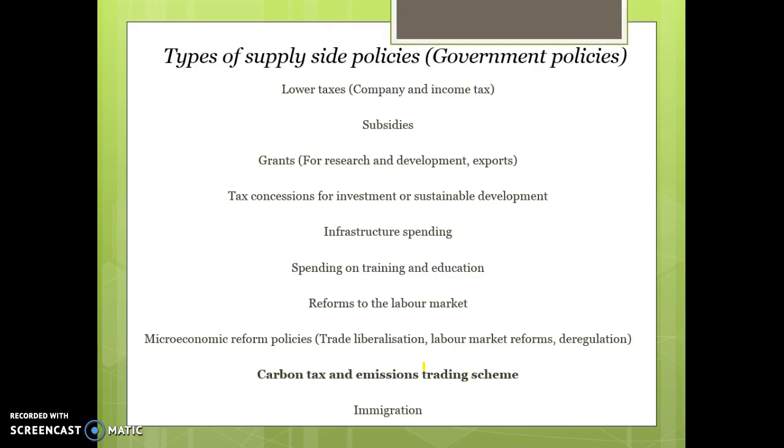Other examples of government policies: lower taxes, so lower company and income taxes. If you're referring to those, we're not talking about the impact they have on demand, we're talking about the impact they can have on participation and productivity and firms' willingness to invest. Subsidies for businesses, again, that's all about trying to lower their costs of production and make them more efficient and more willing to supply.